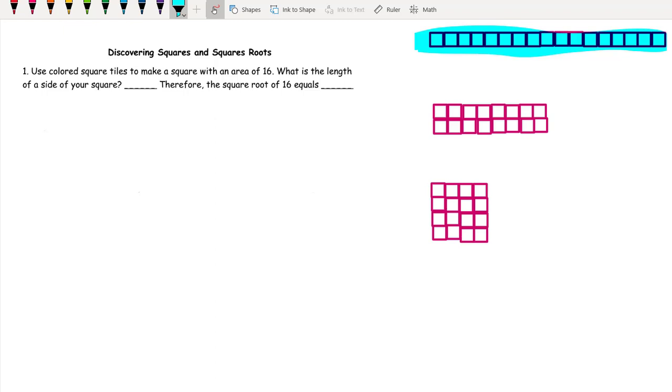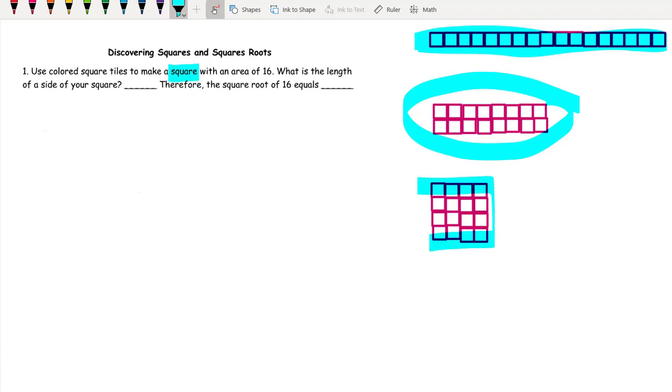Or you could make an array of 2 by 8. That still makes an area of 16. Or if you follow the directions where it says to make a square with an area of 16, here's our square with an area of 16. And if you count all these little squares inside there, you would see that it's an area of 16. I just erased it all. Sadness. Okay, so what is the length of the side of your square?